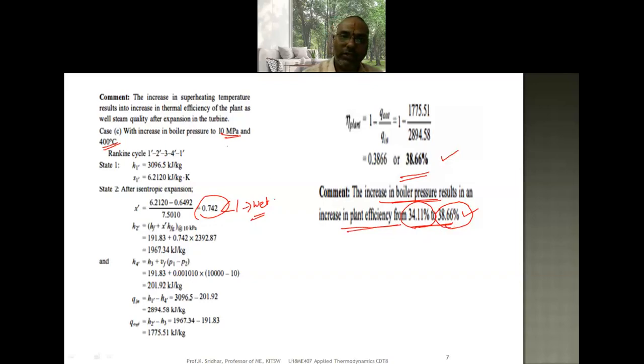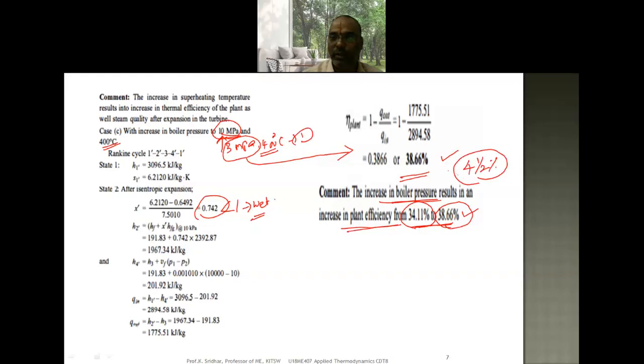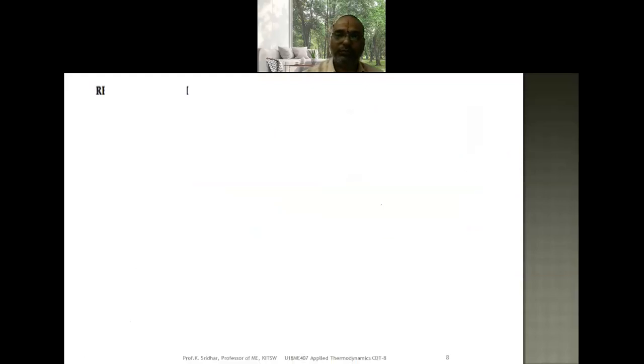In the first case we had 3 megapascal as well as 400 degree centigrade. So that is the first condition. So in the third condition the boiler pressure is increased from 3 megapascals to 10 megapascals. Then the temperature remains the same. Then we are able to witness a drastic improvement in the overall plant efficiency, almost 4.5 percentage improvement in the thermal efficiency of the power plant.